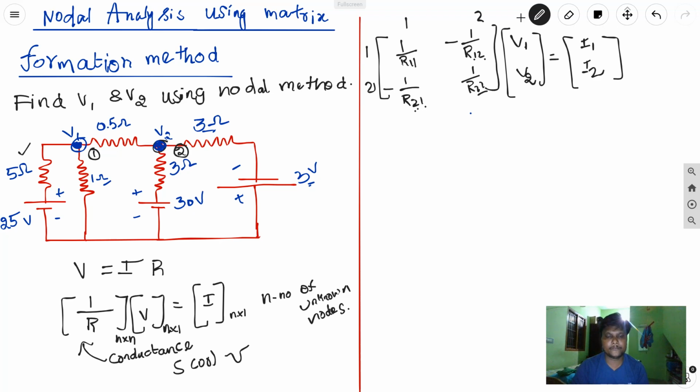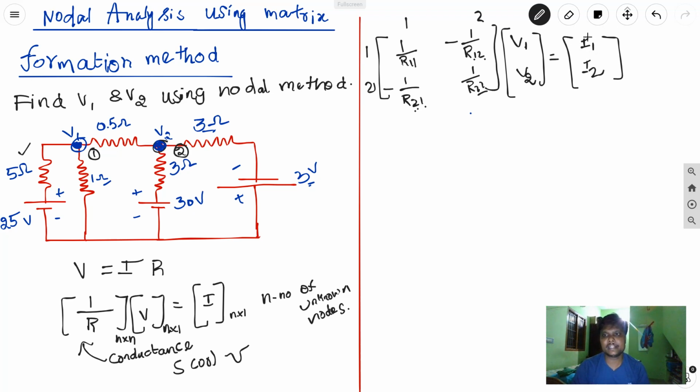And V1, V2 are obviously the unknown voltages that we are going to find. And I1, I2 are actually the currents corresponding to the nodes. That means I1 is the current corresponding to node number 1 and I2 is the current corresponding to node number 2. So in some problems, instead of current they may give a voltage source, right? In the class I already explained the conversion of voltage source to current source. You just adapt that method and try to get the current if they give the voltage source in the problem.